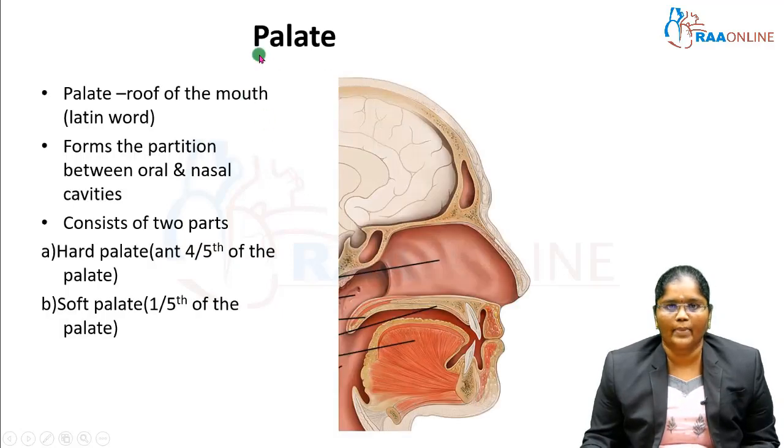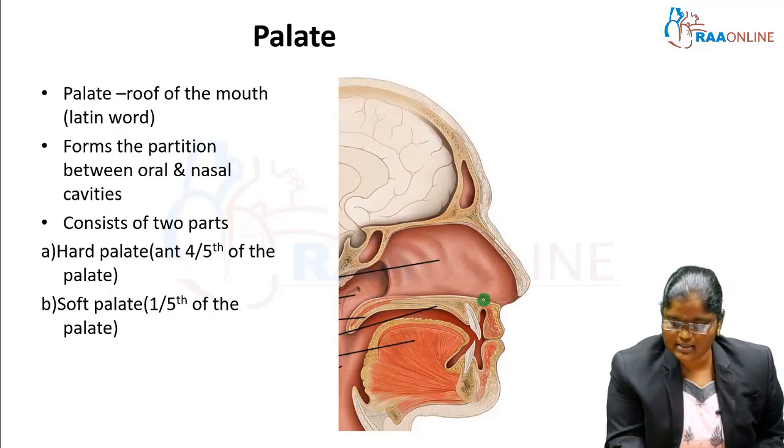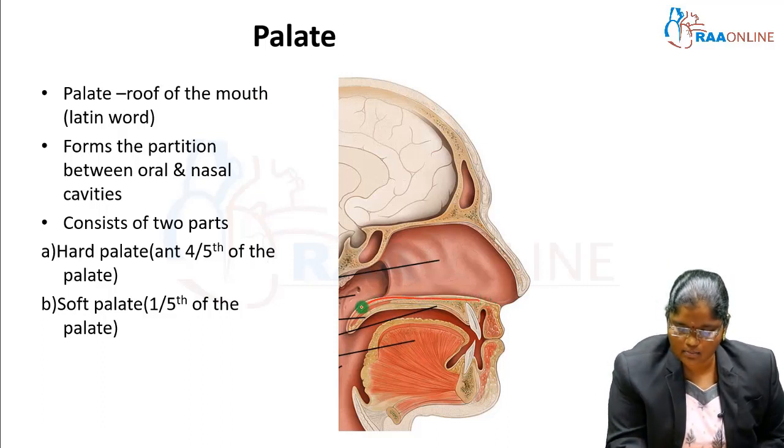So what is a palate? Palate is a Latin word. It is the roof of the mouth. So here you can see this is the palate.